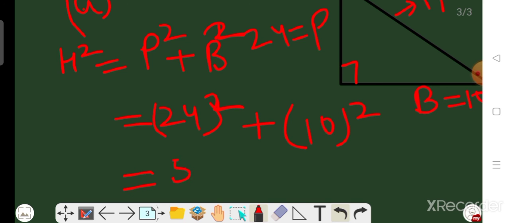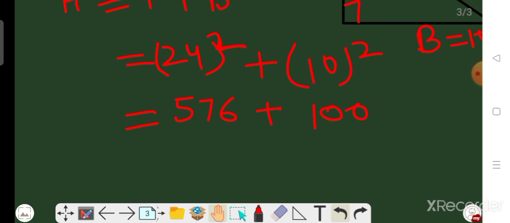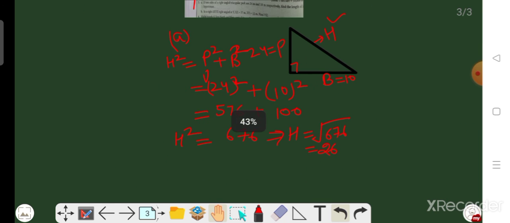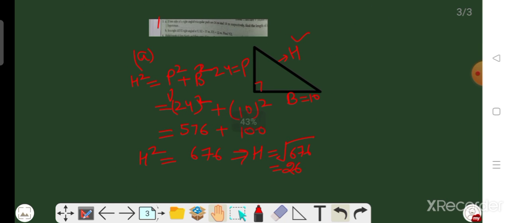This is equal to 576 plus 10 square, which is 100. After adding, hypotenuse square is equal to 676. Now to find the hypotenuse, we have to take the square root of 676, and this is equal to 26, because 26 square is equal to 676. This is the required answer of your question number 5 A part. Okay beta, try to do the B part of your question number 5 by yourself. Thank you. Have a nice day.